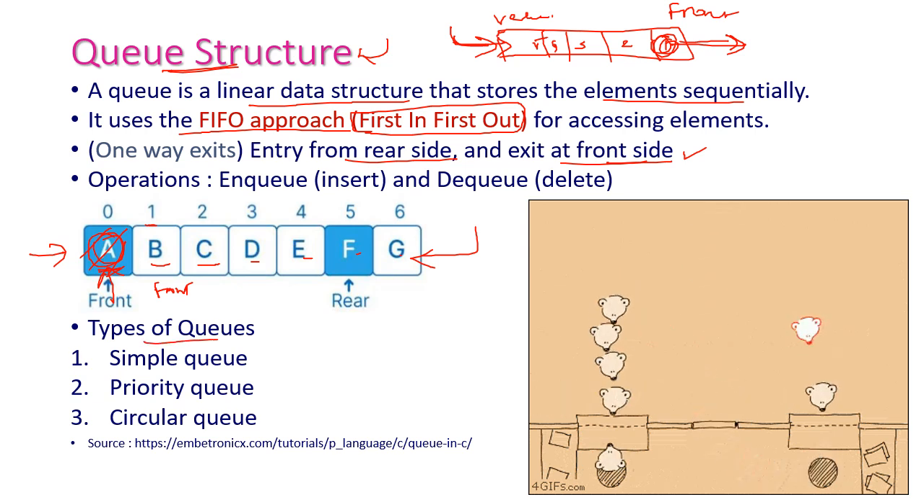And there are three different types of queues. First one is simple queue, second one is priority queue, and third one is circular queue. Okay, we will see all these queues in our forthcoming classes.